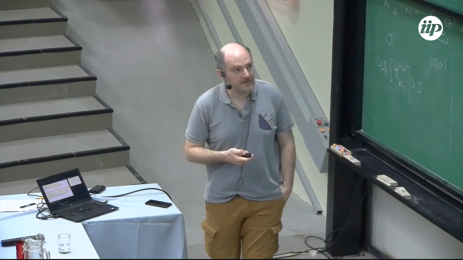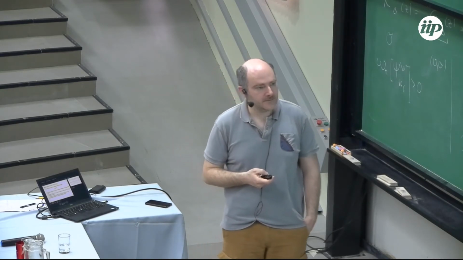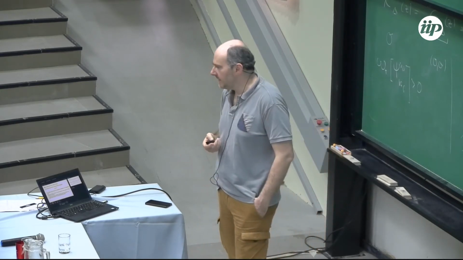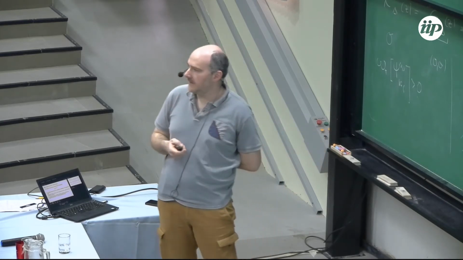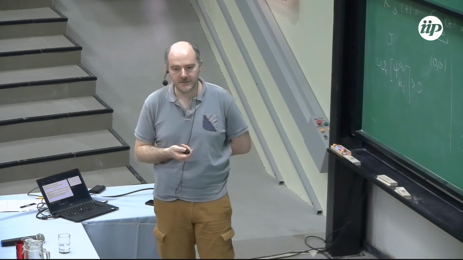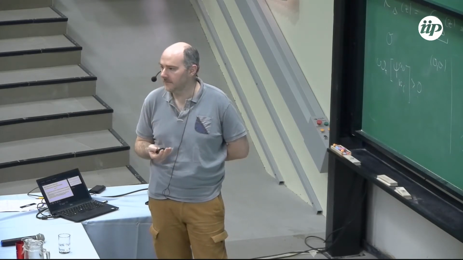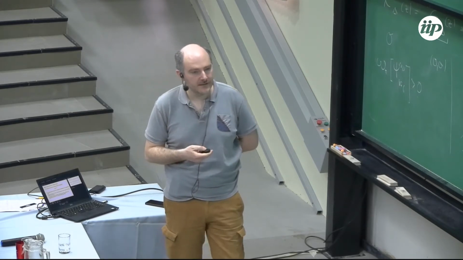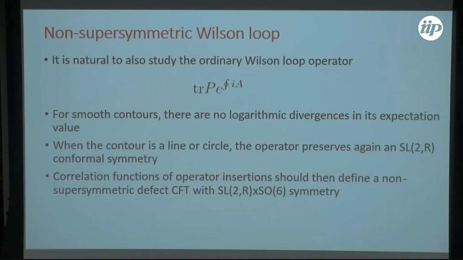Okay, I don't have much time left, but in the last part of the talk, let me discuss a little bit about the non-supersymmetric Wilson loop. So far I was discussing the Maldacena-Wilson loop, but of course it's very natural to ask about the usual Wilson loop that we have in any gauge theory, just the standard one. For a smooth contour, there are no logarithmic divergences in the expectation value of this operator. There are divergences when you have cusps, but if we just restrict to smooth contours, then there are no logarithmic divergences.